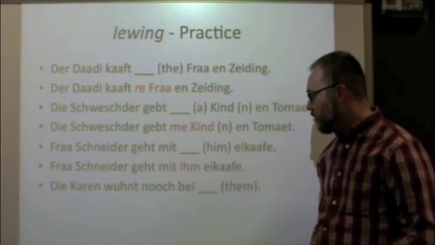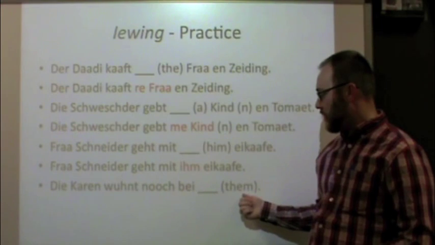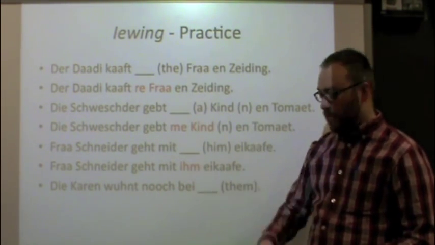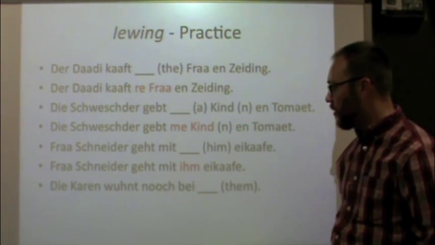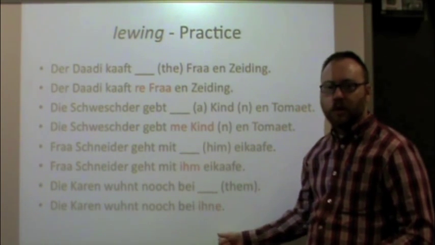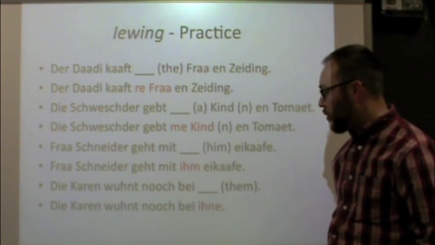Tell me, die Karen wohnt noch bei them. I want the dative form of them. Bei is a dative preposition, which forces this to be dative. What would it be? Die Karen wohnt noch bei ihnen.